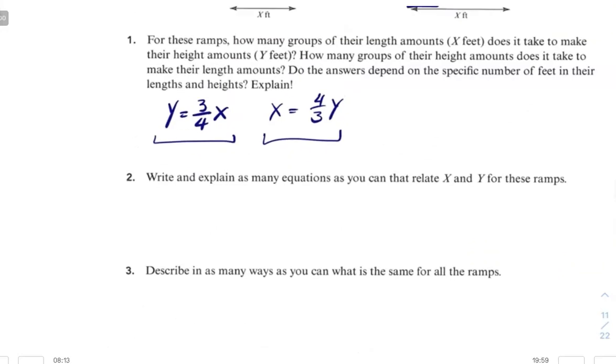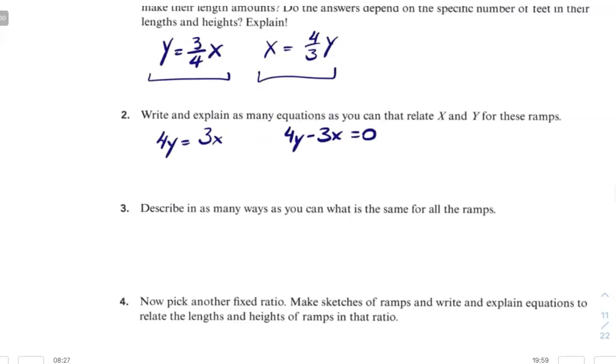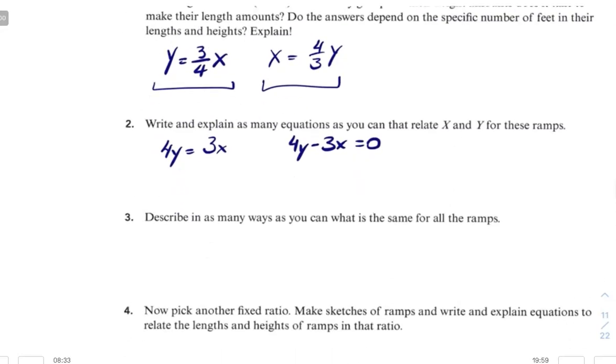Well, I could say that if I took 4 y's, that would be the same as 3 x's. Or, and there are lots of others, we could do 4y minus 3x equals 0. Describe in as many ways as you can what is the same for all the ramps. Okay, so I'd like you to take a minute to do that, and then we'll come back and discuss it.